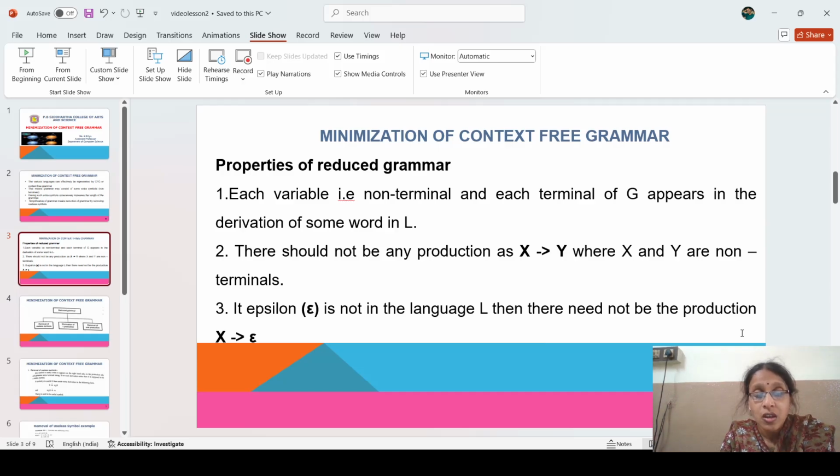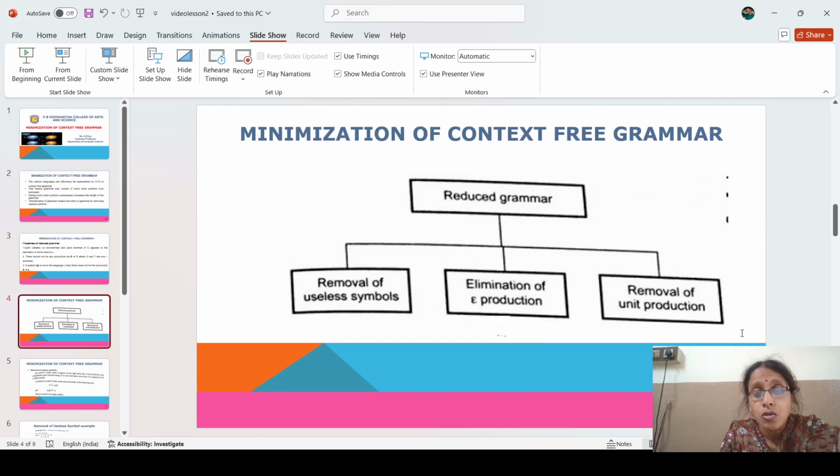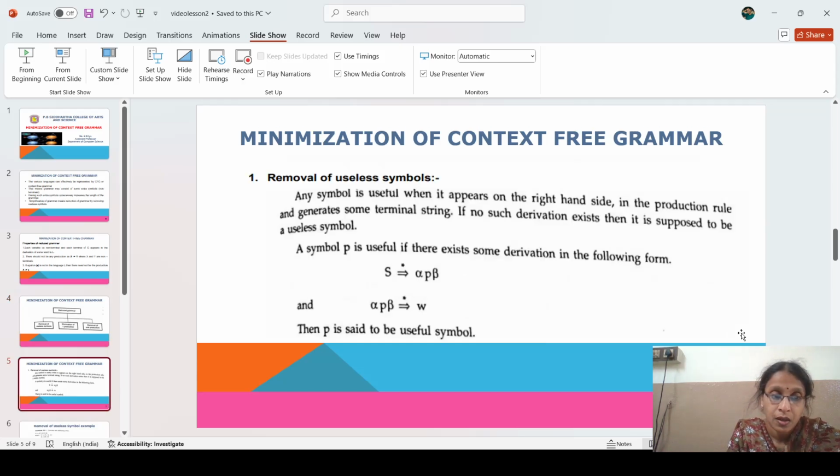Sometimes in the language, if epsilon is there, then that epsilon should be removed. If epsilon is not there, then there need not be the production of X implies Y. So we have to follow these three properties to reduce the grammar. To reduce the grammar, we follow three steps. One is removal of useless symbols. Second is elimination of epsilon productions, and third is removal of unit productions.